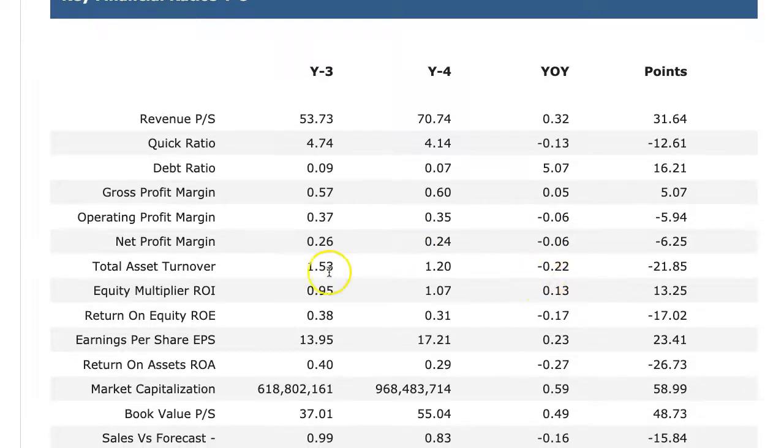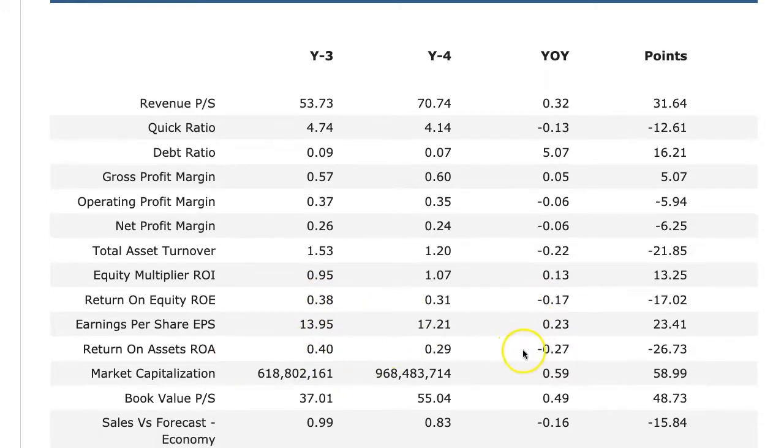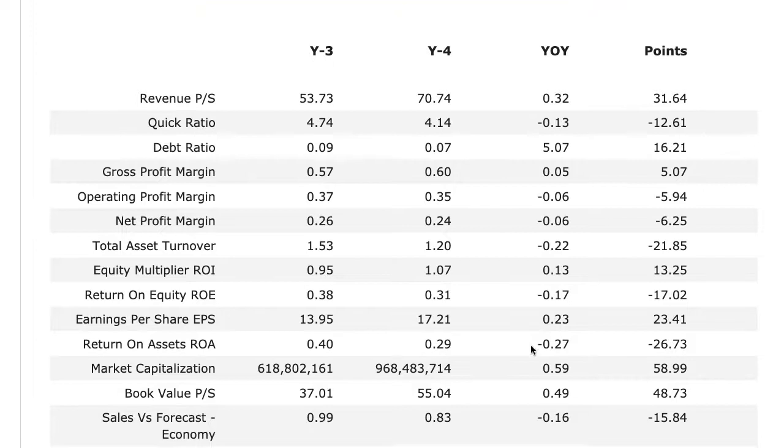Also, if you have a round where you're picking up a lot of assets, opening up factories, making investments in your company, you might see a loss of points in the total asset turnover. And this could affect your return on equity and your return on assets, when you pick up a lot of assets by borrowing money or to build out your assets. And this would be what you would call an investing round.